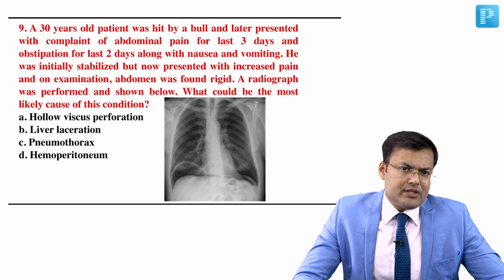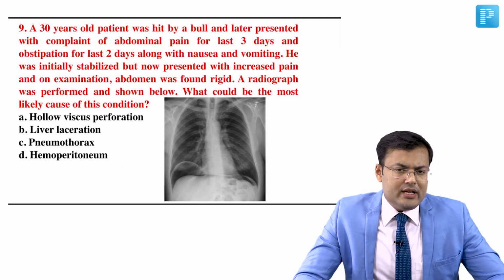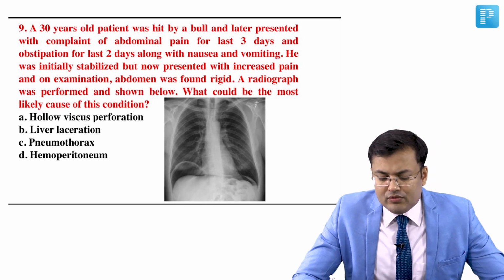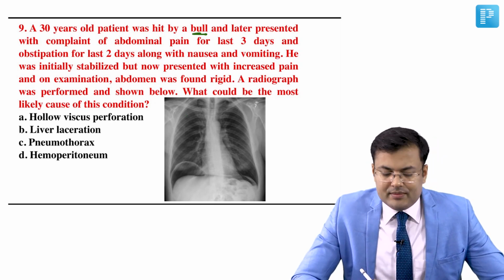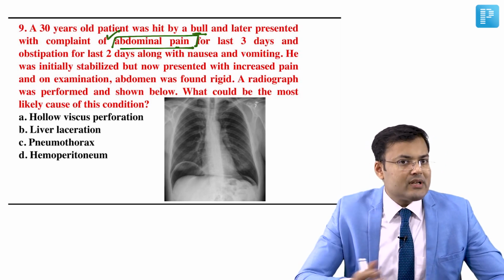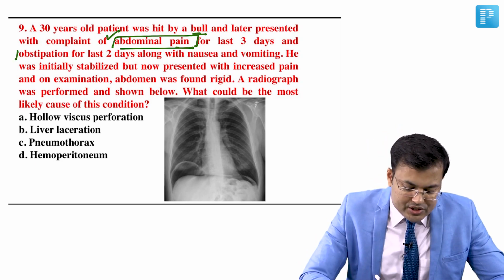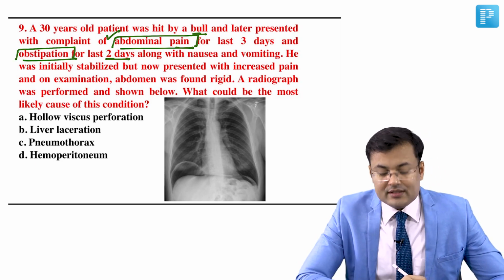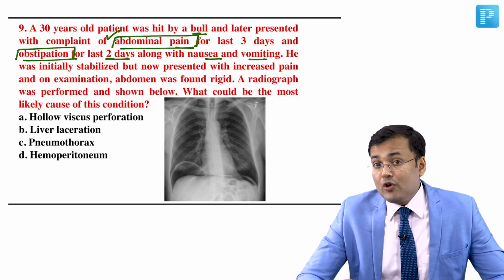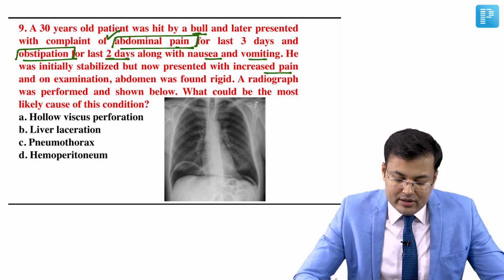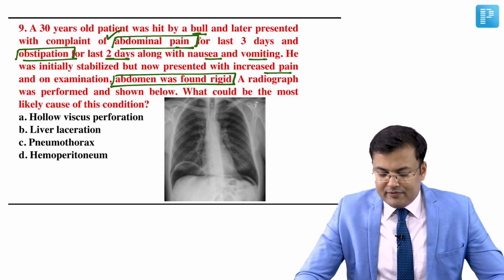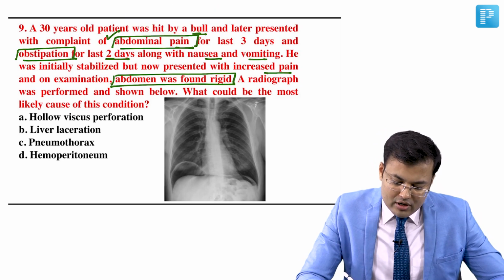Now see question number 9. This is an image-based question which is asked almost every year in each and every paper. See the question. A 30-year-old patient was hit by a bull and later presented with complaint of abdominal pain for 3 days. The patient has abdominal pain and obstipation, non-passage of feces and flatus for 2 days. There is nausea and vomiting. Patient was initially stabilized but now presented with increased pain, and on examination, the abdomen was rigid. Radiograph was performed as shown below. What could be the most likely cause of this condition?